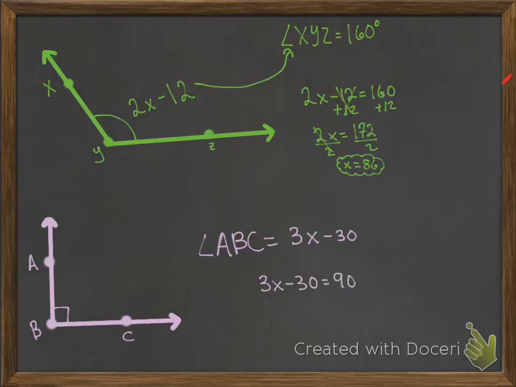So 3x minus 30 is equal to 90 degrees. So get x by itself, add 30 to both sides. Those 30s on the left cancel out. You get 3x is equal to 120. Divide each side by 3. Those 3's on the left cancel out. X is equal to 40. So not saying x is 40 degrees. X has a value of 40.